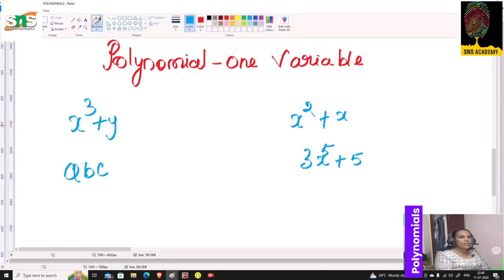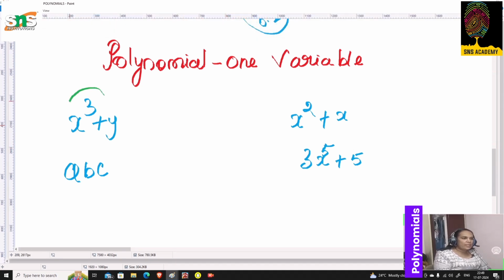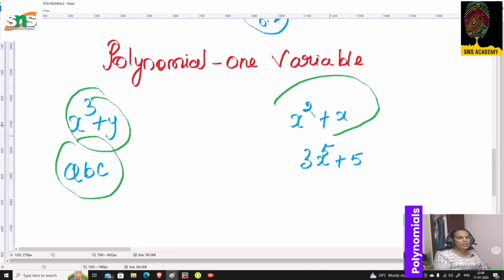So when you observe the left hand side and the right hand side, I have given two variables and the powers are positive only, so they are polynomials. A, B, C. So here also the power is positive only, so it is a polynomial, but it has more than two variables. When you observe the right hand side, the power is positive only, so it's a polynomial, and we also observe how many variables I have used.